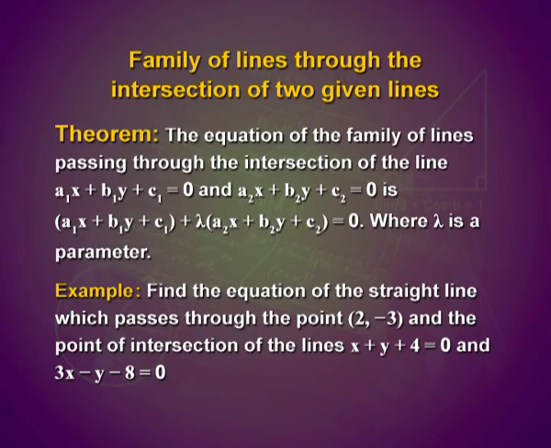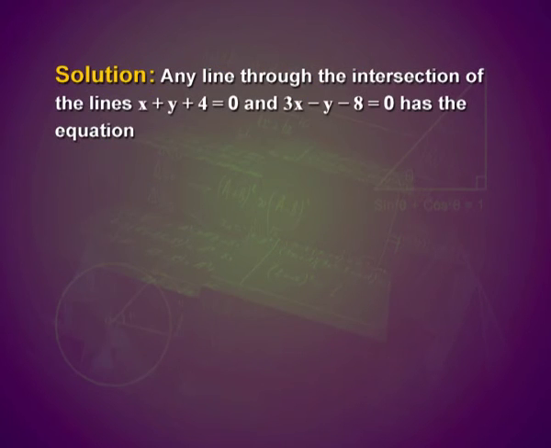Find the equation of the straight line which passes through the point 2, minus 3 and the point of intersection of the lines x plus y plus 4 is equal to 0 and 3x minus y minus 8 is equal to 0. Let us look into the solution. Any line through the intersection of the lines x plus y plus 4 is equal to 0 and 3x minus y minus 8 is equal to 0 has the equation x plus y plus 4 plus lambda into 3x minus y minus 8 is equal to 0, be equation 1.